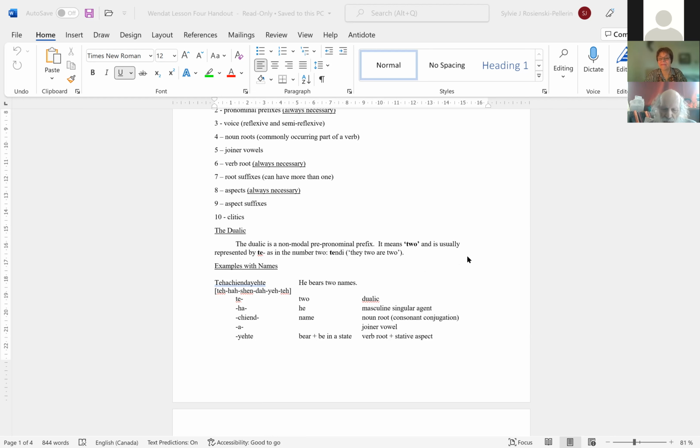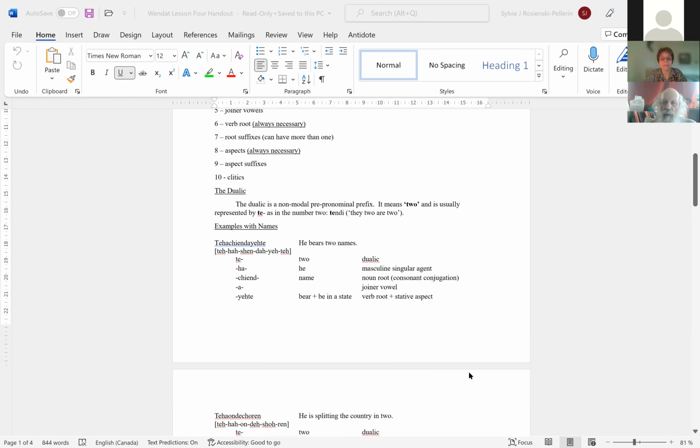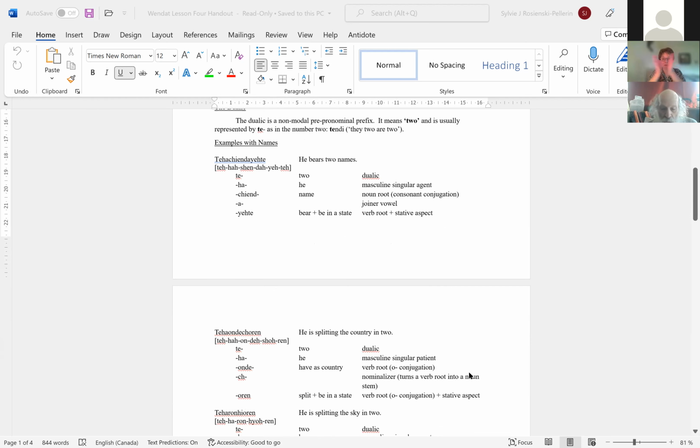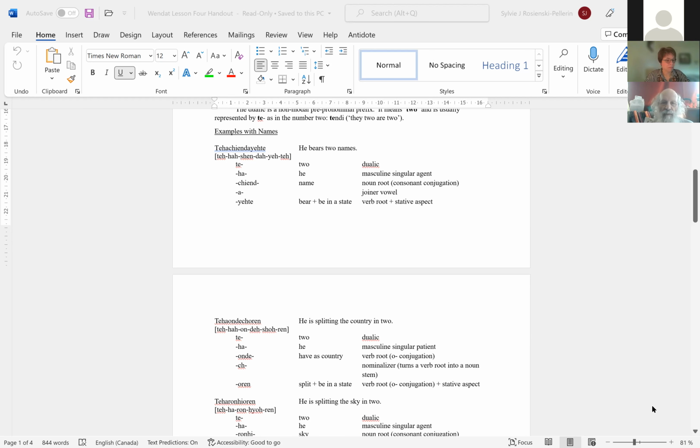All right, now most of my examples are with names, partially because my book, The Names of the Wendat, is coming out probably early next month, yay. And I've got another book that I'm going to approach publishers with. I have over 600 Wendat names, and I've never seen anybody study the names of a people. The names are so important. They are owned by clans. There are usually stories that explain them.